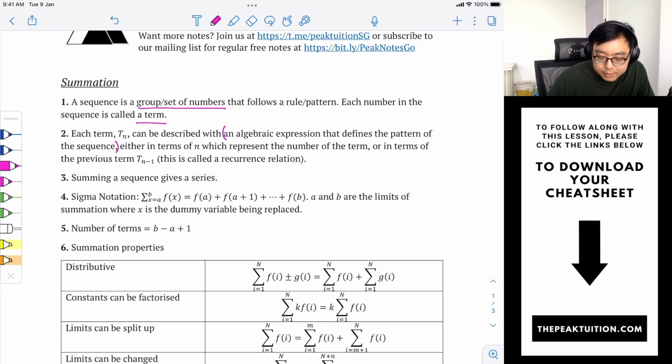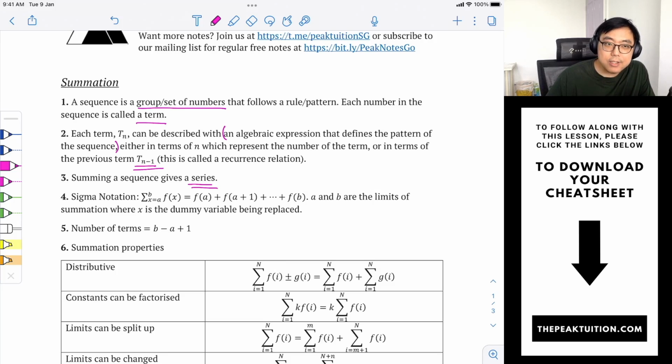Okay? So if it's given in terms of n, which tells us the pattern of the algebraic expression, I can tell you what is the 10th term, and immediately you can give me what exactly it is in terms of n, right? Whereas in the case of a recurrence relation, where you have the pattern defined by a relation with the previous term, it might be a bit harder. But either way, these are both sequences. And when you sum them up, you get a series summation.